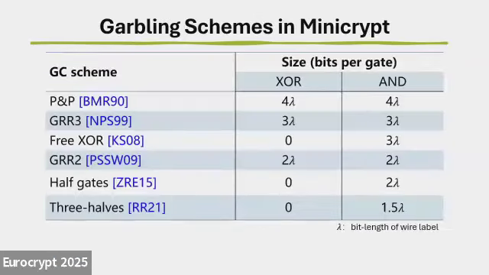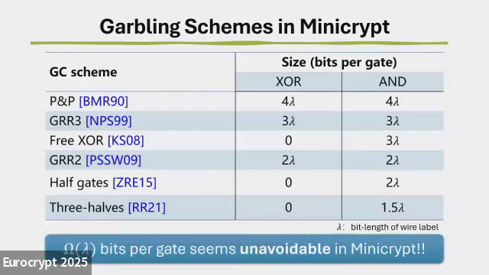In the world of Minicrypt, where only symmetric key cryptography is possible, garbling typically takes linear cost. The cost per gate is linear in the security parameter lambda, the bit length of the wire label. Despite various improvements such as free XOR, half gates, and three halves, we still have this linear-in-lambda bits per gate cost.